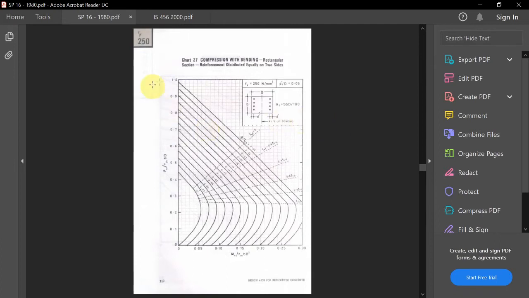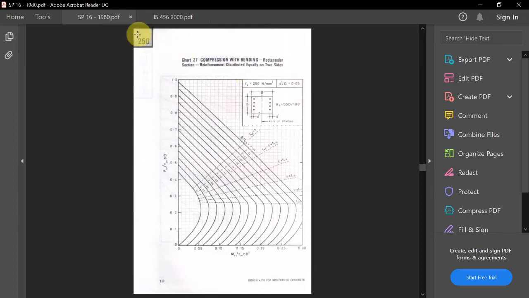So I hope you can see this chart. This is given in SP16, and the charts start from chart number 27. That is what we require. There are multiple charts given in this code. So what is the criteria to select the chart? That I will tell you now.